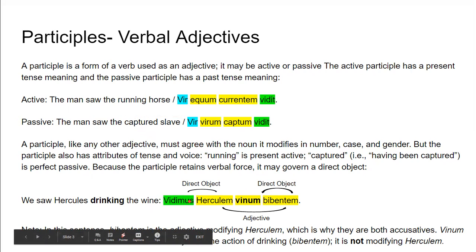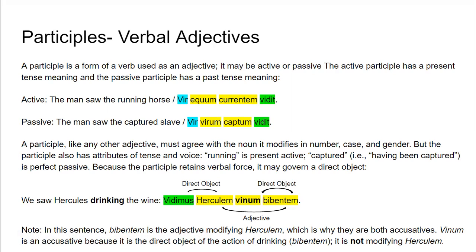Now, what is the thing that we saw? We saw Herculem, we saw Hercules. So the direct object of seeing is Hercules. Now we're going to describe Hercules with this adjective, bibentem. It's a present active adjective. So we saw Hercules, and what was he doing while we saw him? We saw him drinking. Okay, so he was doing the action of drinking at the same time as when we saw him. So it was a present action in the past. So we saw Hercules drinking.